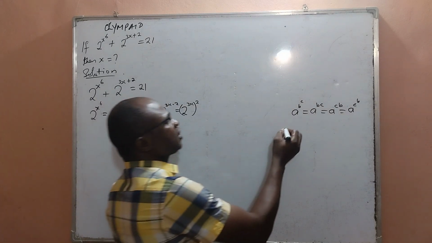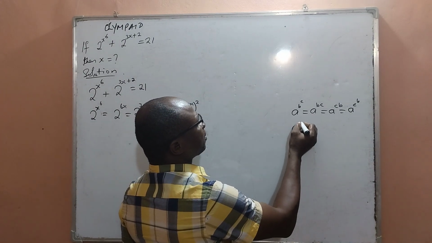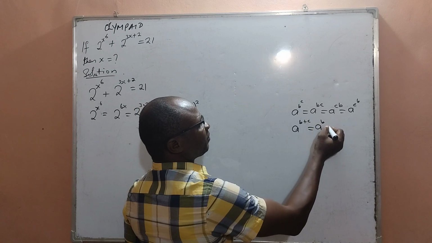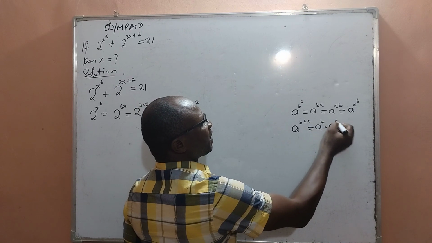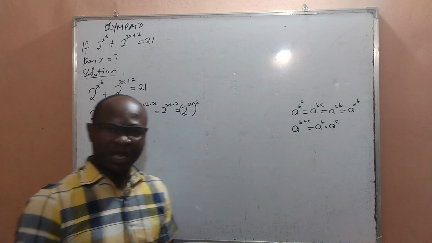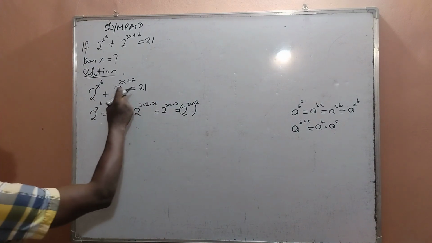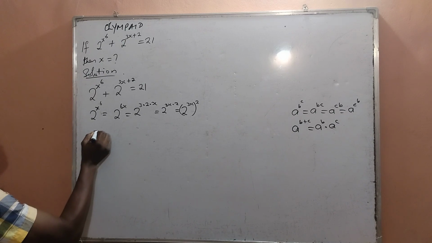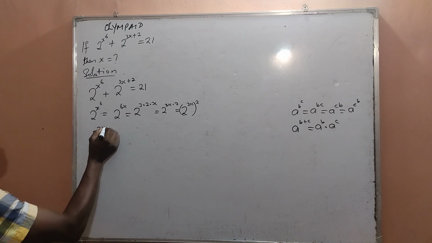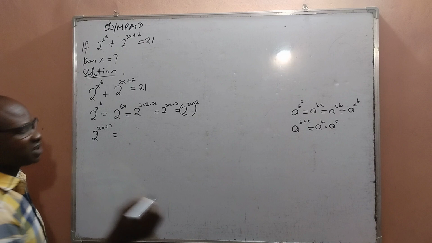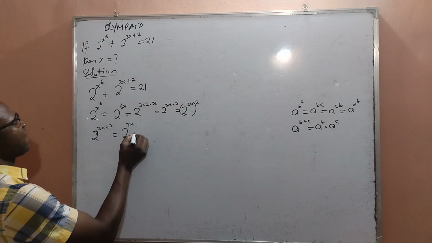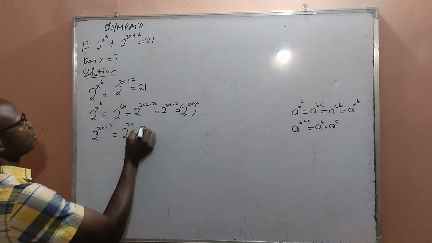Again, if you have a to the power of b plus c, it is the same as a to the power of b multiplied by a to the power of c. It is an exponential law. Therefore, from here, 2 raised to the power 3x plus 2 can also be written as 2 to the power of 3x multiplied by 2 to the power of 2.